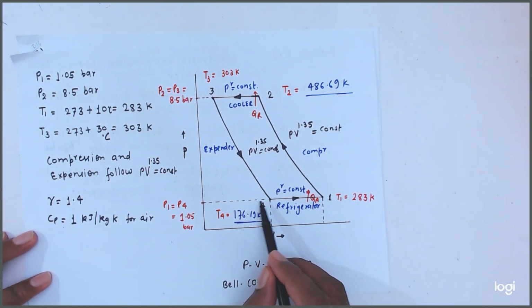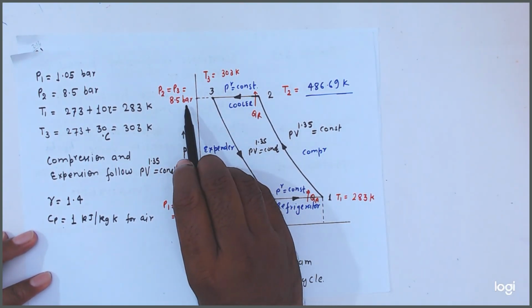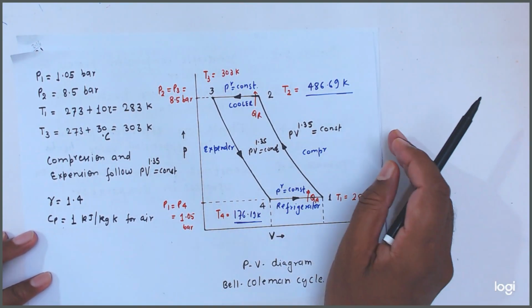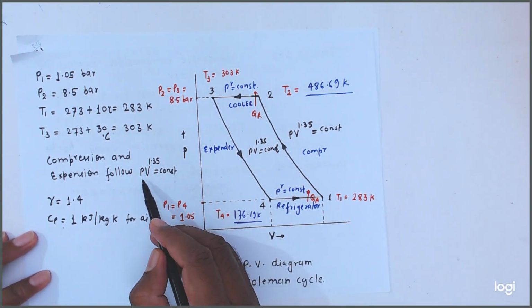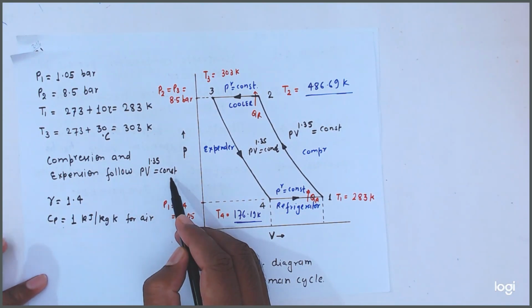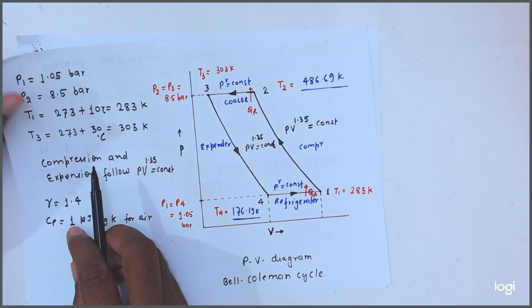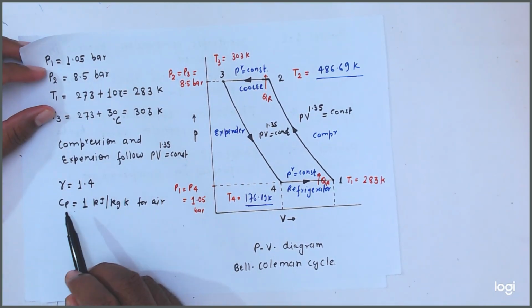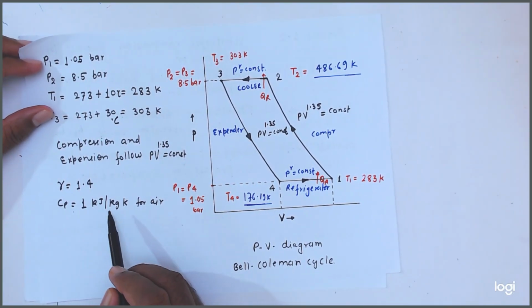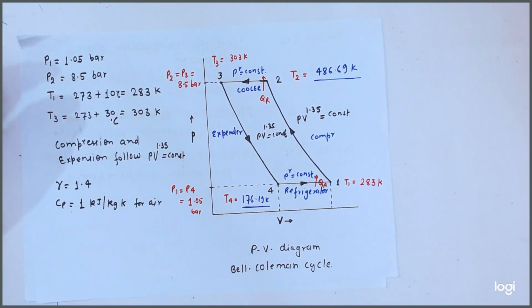So the temperature at this point and the temperature at this point have been given, and the pressures P1 equal to P4 and P2 equal to P3 have been given. The law followed by compression and expansion has also been given. And one more point: the gamma value is given as 1.4 and the Cp value is given as 1 kilojoule per kg Kelvin for air. Okay friends.